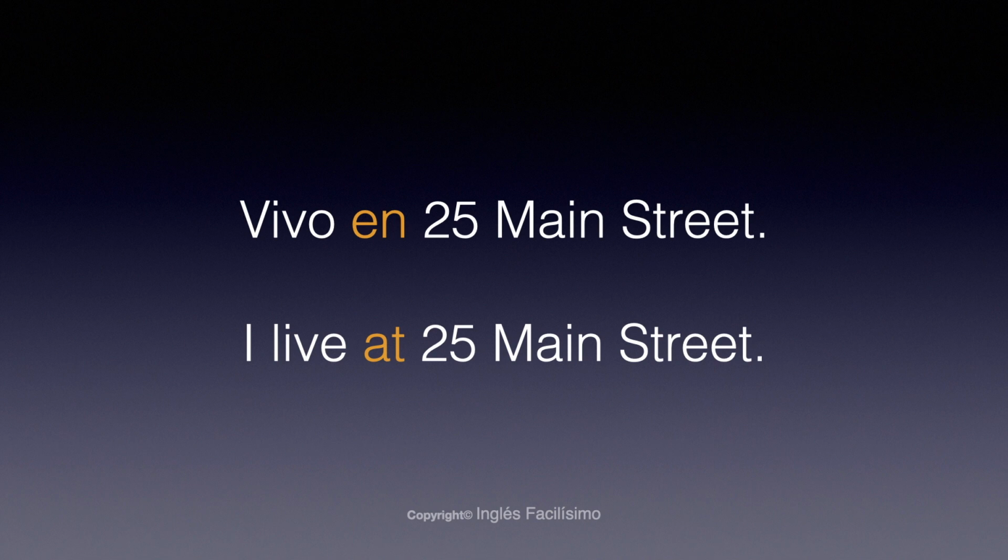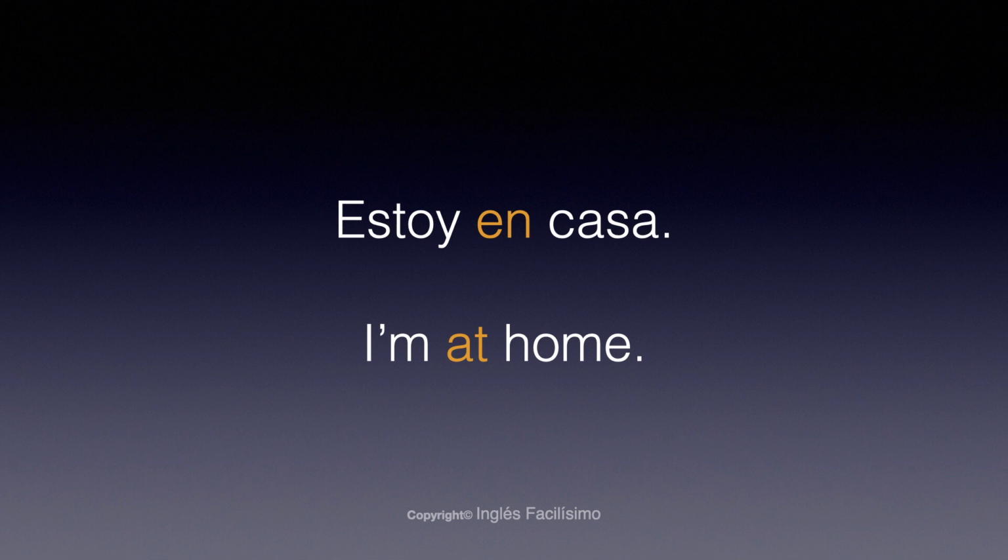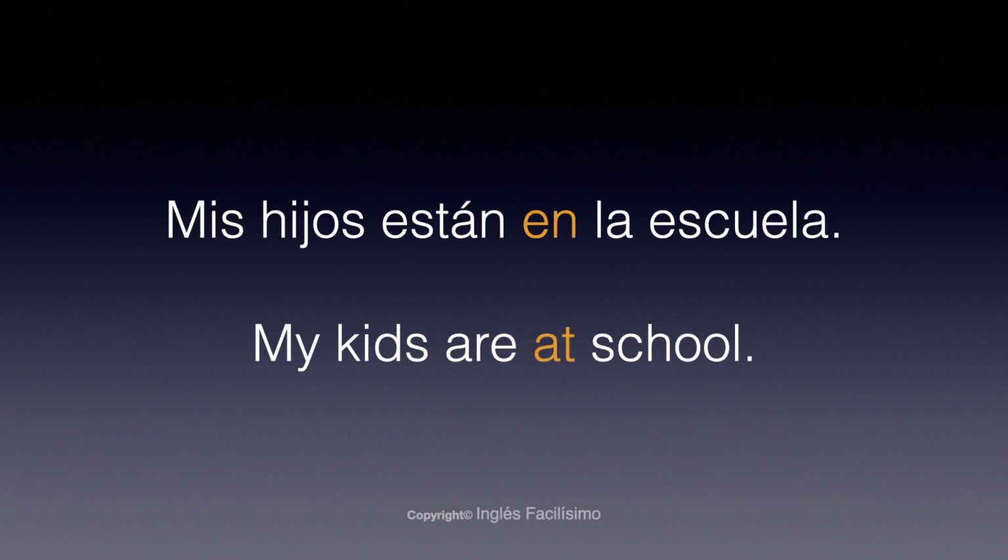Y finalmente veamos algunos ejemplos de cuándo usar la palabra at. I live at 25 Main Street. Aquí estamos hablando de una dirección. I'm at home. Aquí estamos hablando de una ubicación específica. My kids are at school. Otra vez, una ubicación específica.